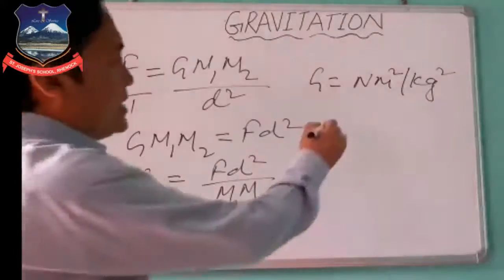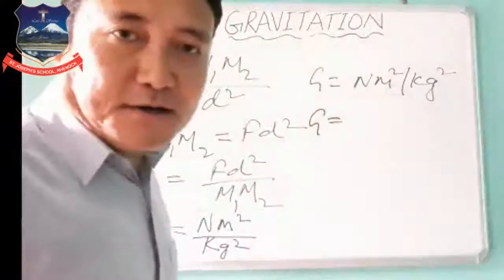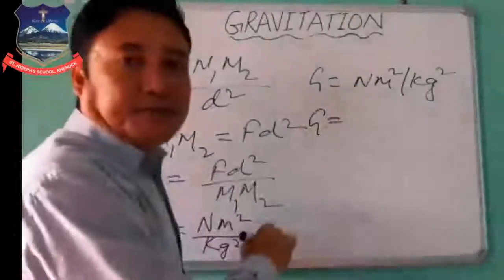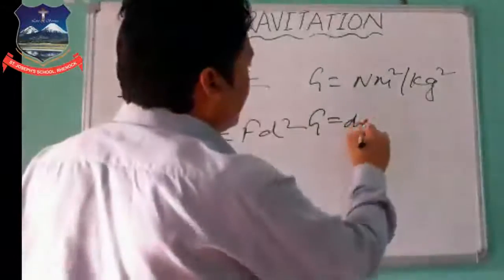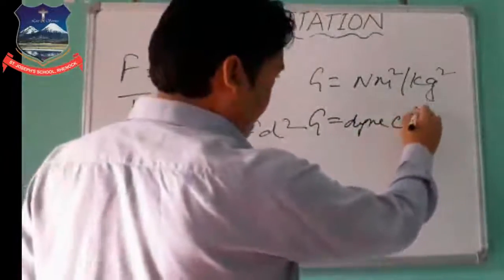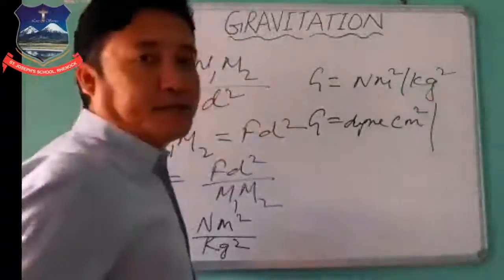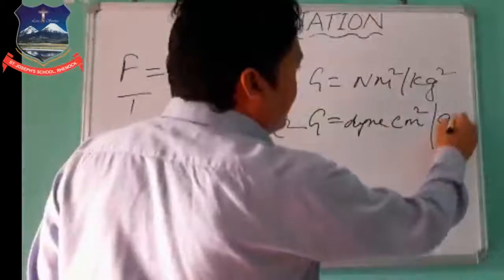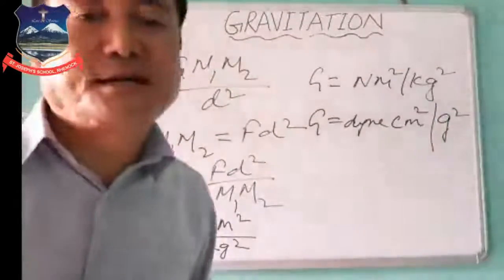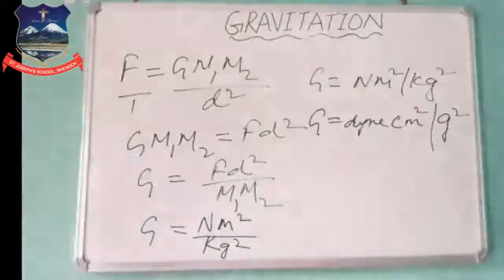Similarly, for the CGS unit of gravitational constant: the CGS unit of force is dyne, the CGS unit of distance is centimeter, so centimeter square, and the CGS unit of mass is gram, so gram square. So dyne centimeter square per gram square is the CGS unit of gravitational constant.